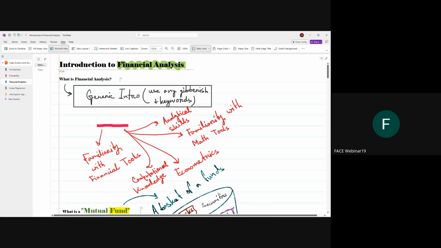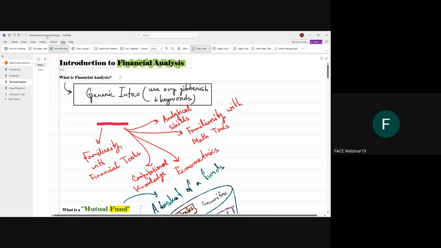All right, so this is not directly related, but you can actually use this knowledge for case studies or for projects and everything, or also to have a better idea about the domain you're going to handle. So, okay, today's topic is introduction to financial analysis.